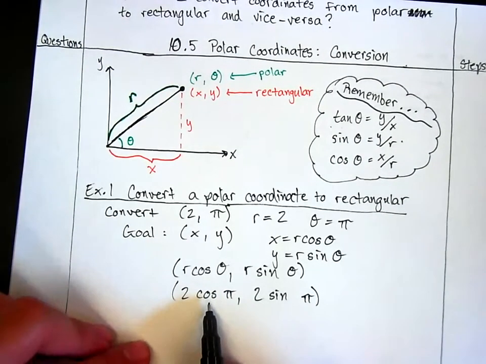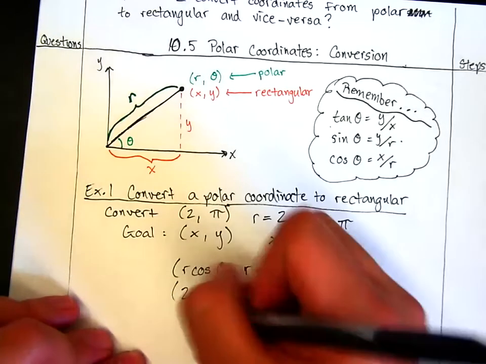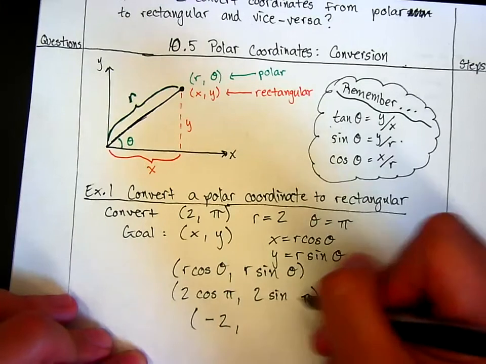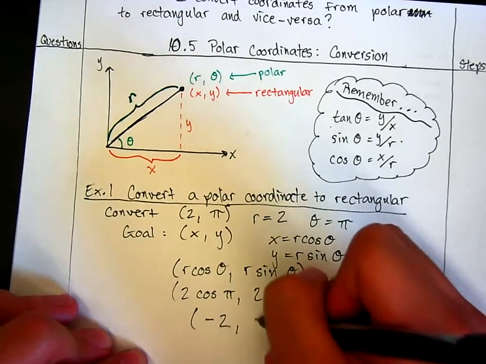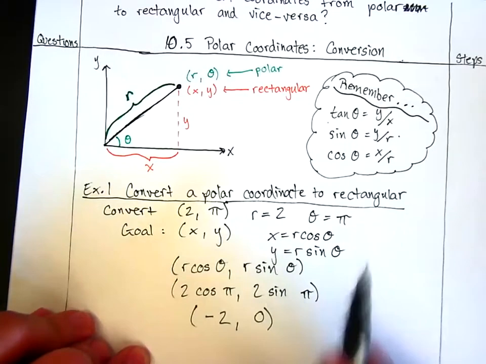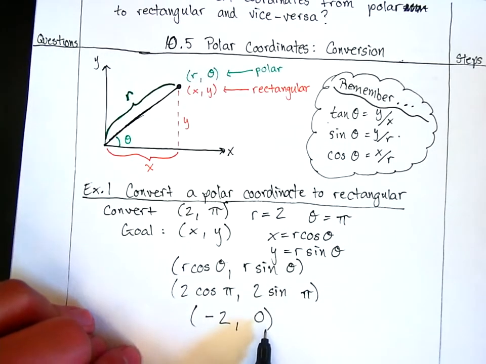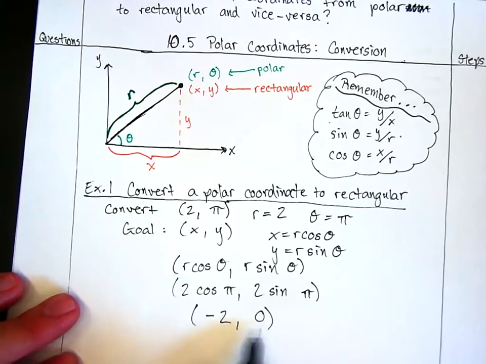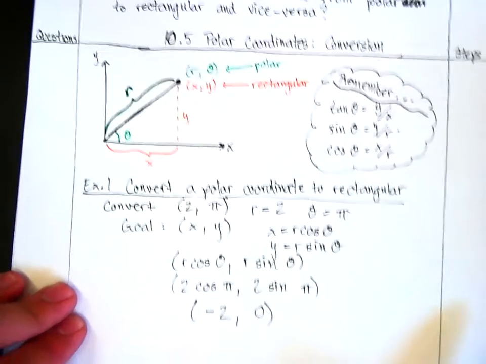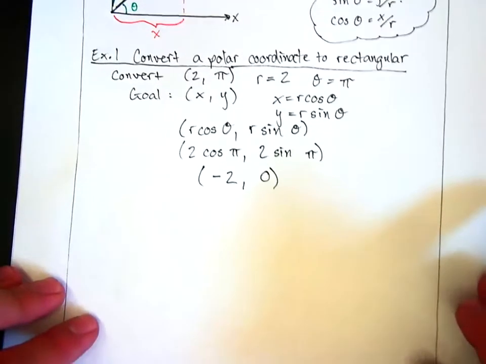With that, we go ahead and simplify. Cosine of pi is going to be -1, so my answer here will be -2. Sine of pi is going to be 0, so 2 times 0 is 0. So the rectangular coordinate for 2, pi is just going to be -2, 0. If I were to graph this point and this polar coordinate, they would end up in the same exact spot. So that's converting one way.